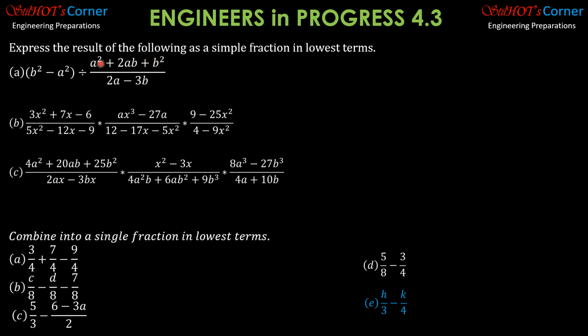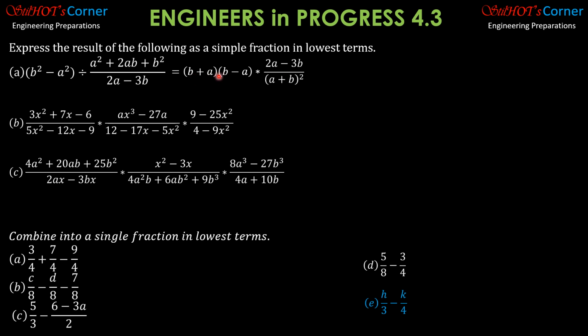And the denominator, if you look at the numerator here of this divisor, it is a perfect square trinomial which can be factored into a plus b quantity squared. So this is equal to b plus a, b minus a times, because we change the operation from division to multiplication, we obtain the reciprocal of this fraction. So we write 2a minus 3b, and this becomes the denominator, which is a plus b quantity squared.